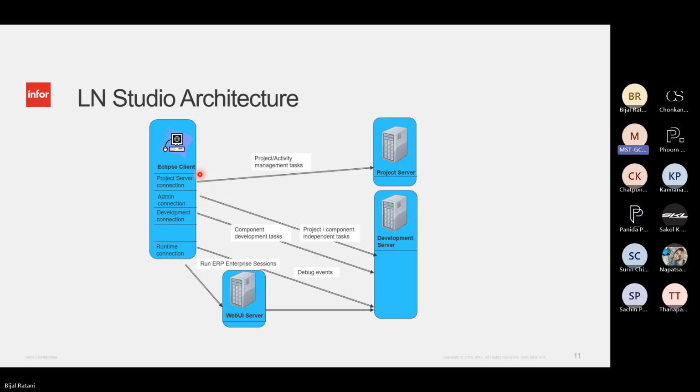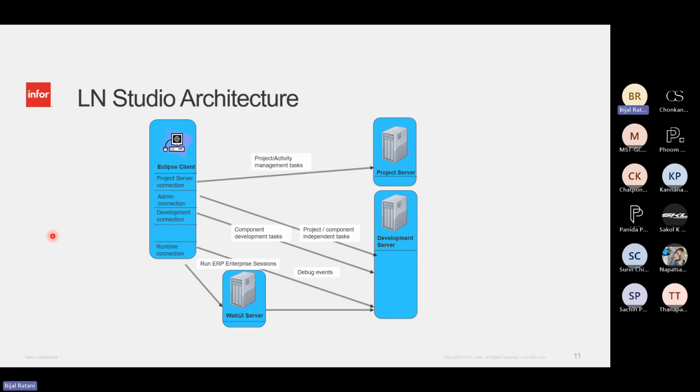For the three connections, see, LN Studio is a client. You want to connect the client to the LN development server. Now, LN Studio is project and activity based, so the first connection will be the project server, which has activities. What is different between the project server and development server? The project server will have activities saved. The development server will have components. I will show it to you, and you will understand better.